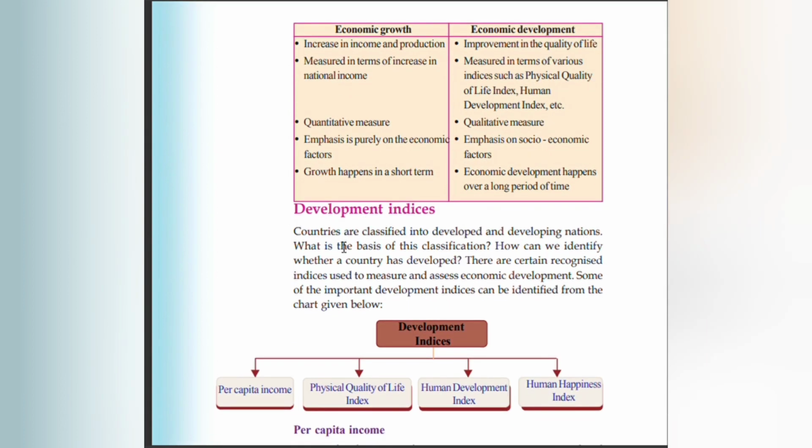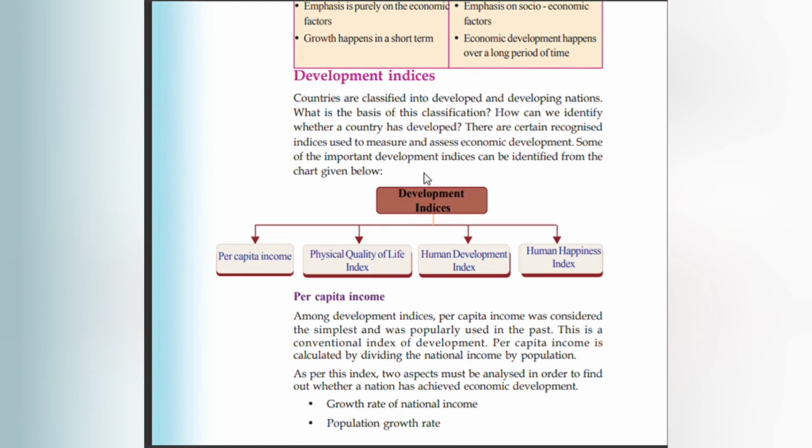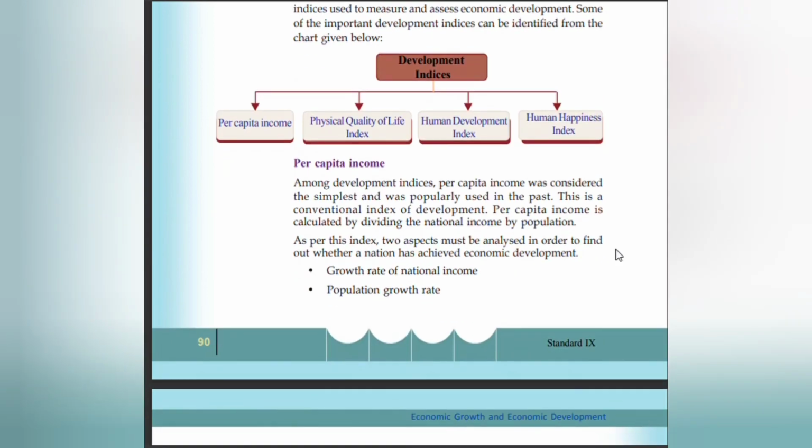Development indices. Countries are classified into developed and developing nations. What is the basis of this classification? How can we identify whether a country has developed? There are certain recognized indices used to measure and assess economic development. Some of the important development indices can be identified from the chart below: per capita income, physical quality of life index, human development index, human happiness index.